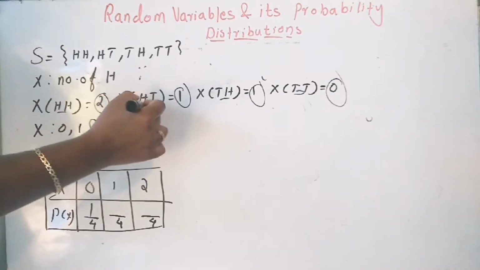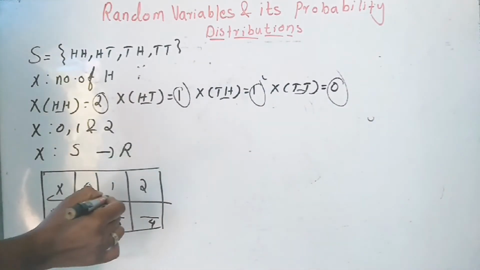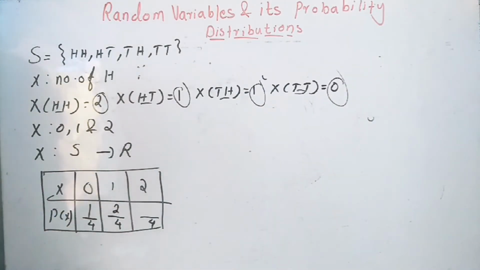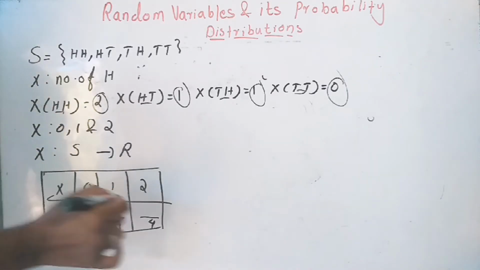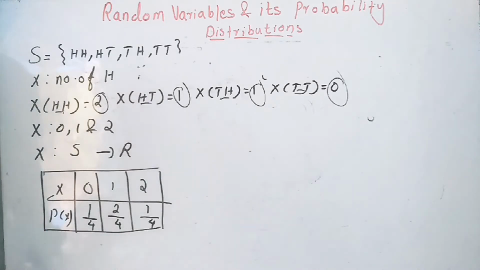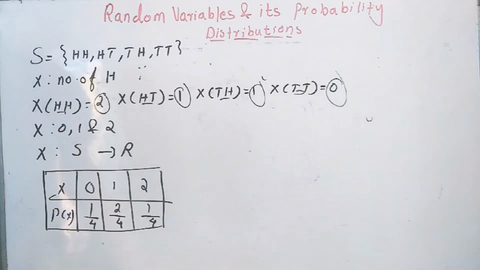Now, how many outcomes give X equal to 1? 2 outcomes give X equal to 1. So the probability is 2 by 4. Now, only one outcome gives X equal to 2. So the probability is 1 by 4. This table is called the probability distribution of a random variable X.